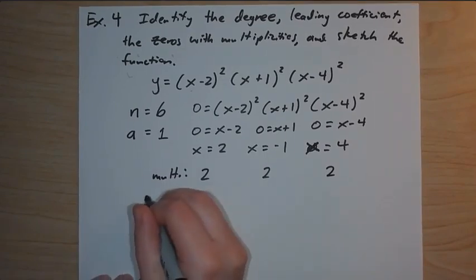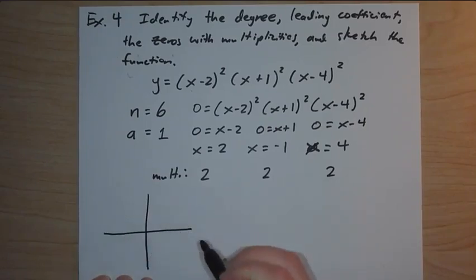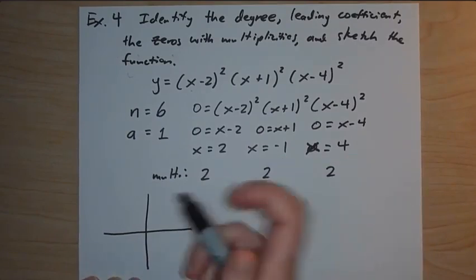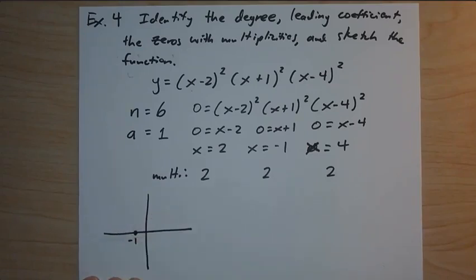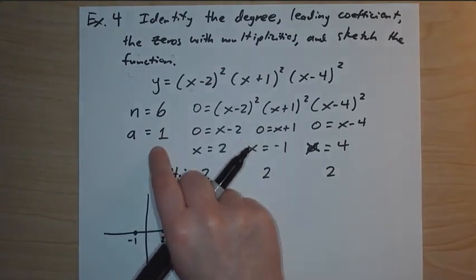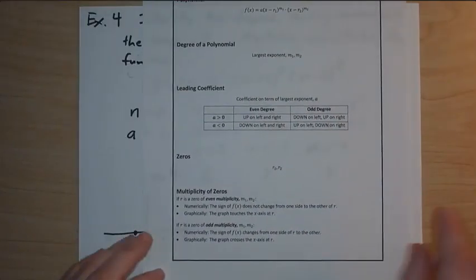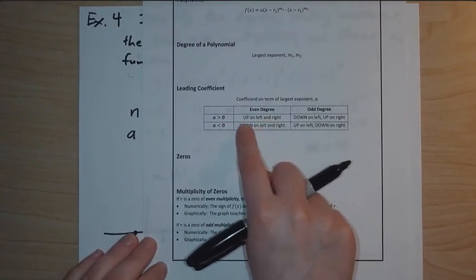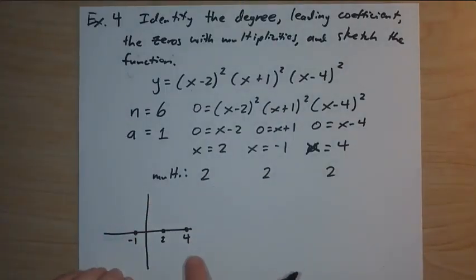So we're going to sketch our function, and we're going to write down what our zeros are. We have a zero at negative 2, we have a zero at 2, and we have a zero at 4. And we know that our n is 6, so our degree is even, and A is 1, so it's greater than 0. So from this table, we have A greater than 0 and an even degree, so our graph is going to be up on the left, and it's going to be up on the right.